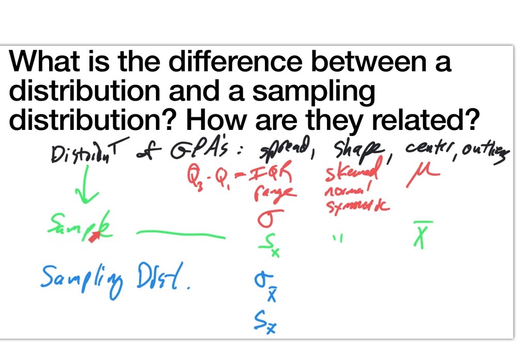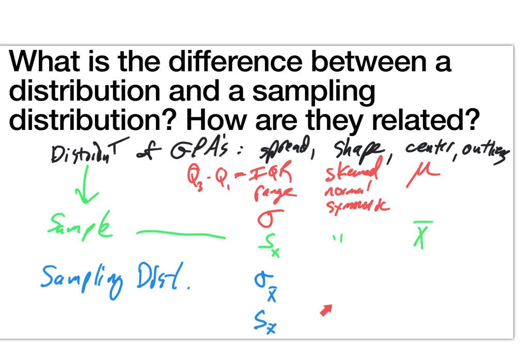If I do a lot of samples, and if I find the X bars of all of those samples and I plot them, that's a sampling distribution. I can do the same thing with standard deviations. If I do a whole lot of samples, and for every sample I find a standard deviation, I can plot them all in one plot, and that large set of data is what's called a sampling distribution.